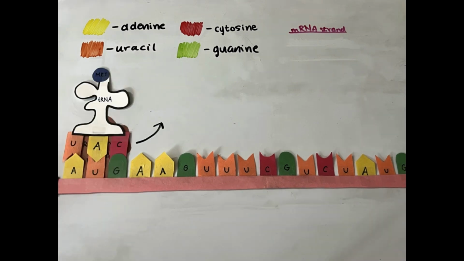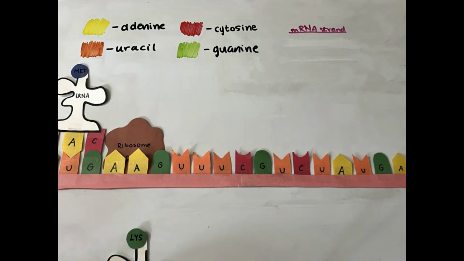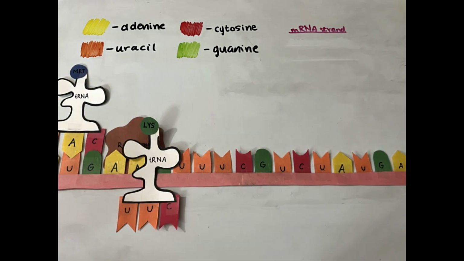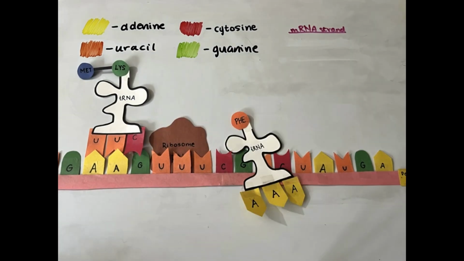A ribosome attaches to the mRNA molecule in the cytoplasm. Next, the ribosome begins translating at the start codon, AUG, by attracting its anticodon, which is each tRNA molecule's group of 3 unpaired bases complementary to the mRNA's codon. The first amino acid is methionine because the start codon is always the same.